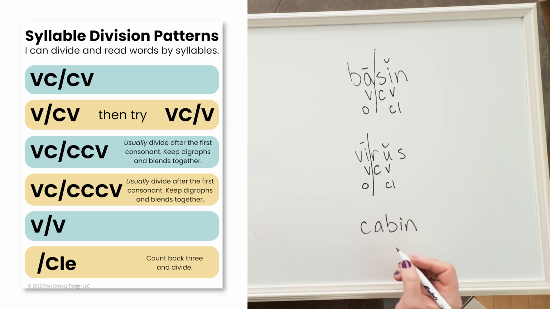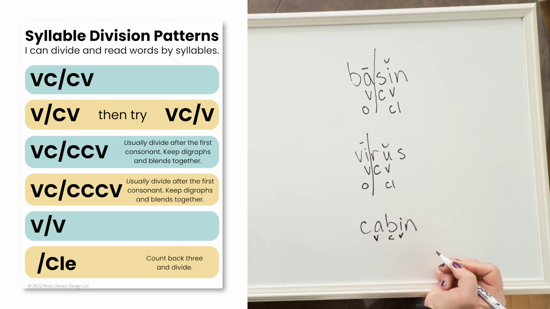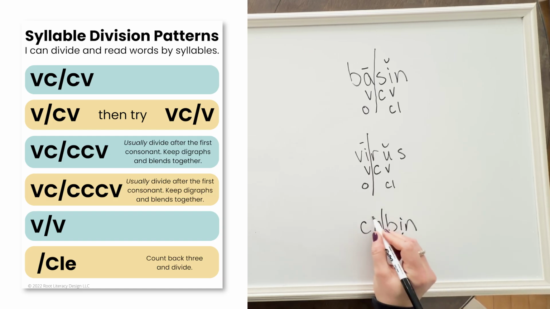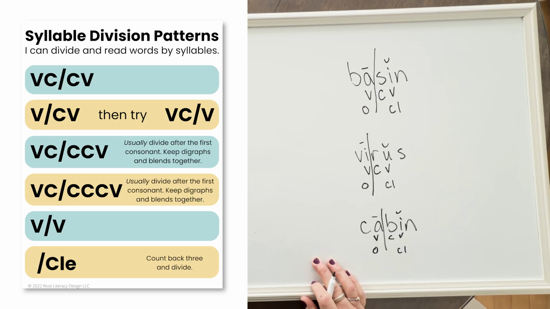Okay, so what happens if that doesn't work? I mark my vowels that make a sound. I look between them. I divide after the first vowel. The A is open, it says A. The I is closed in, it says I. But the word is not cabin.